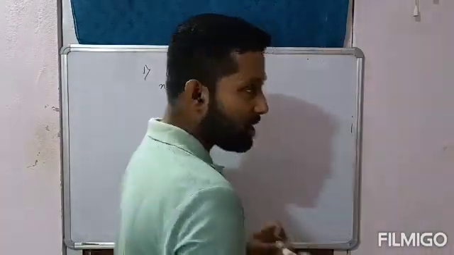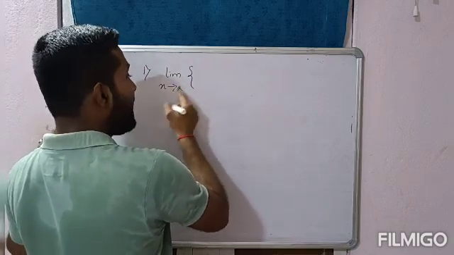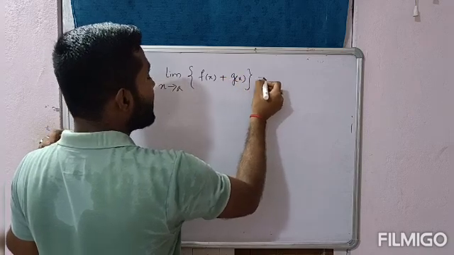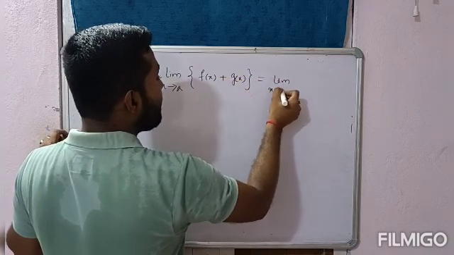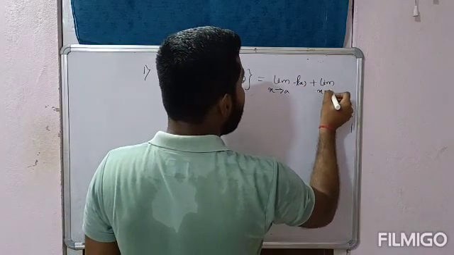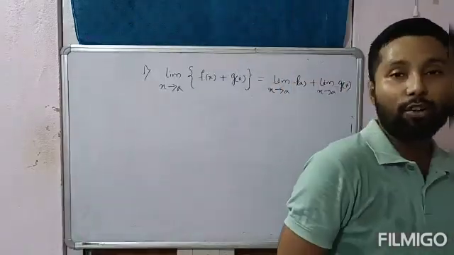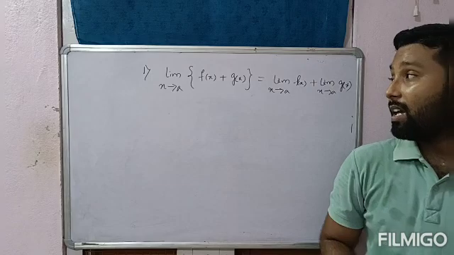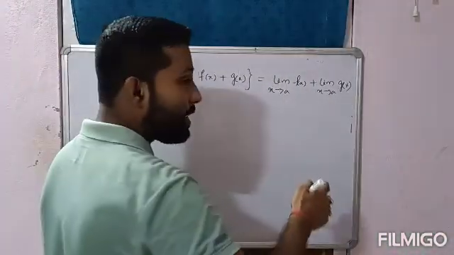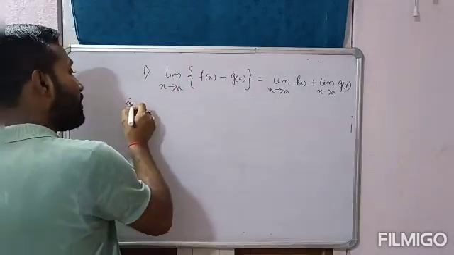then limit x approaches a, f of x plus g of x, which is equal to limit x approaches a f of x plus limit x approaches a g of x. This is the first fundamental theorem on limits without proof. Proofs are not required. Okay. If limit x tends to a f of x plus g of x, then it can be written as limit x tends to a f of x plus limit x tends to a g of x, where f of x and g of x are two different functions.